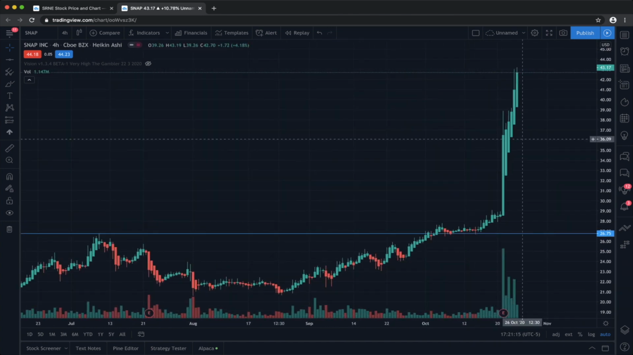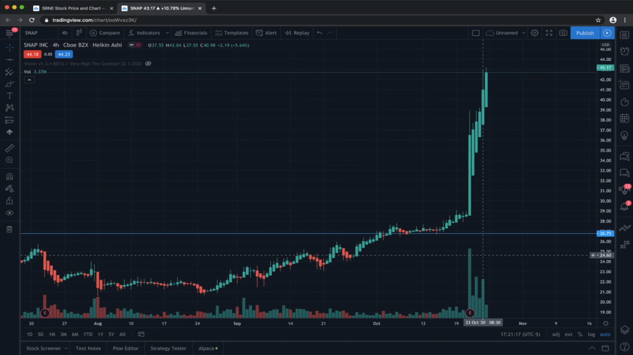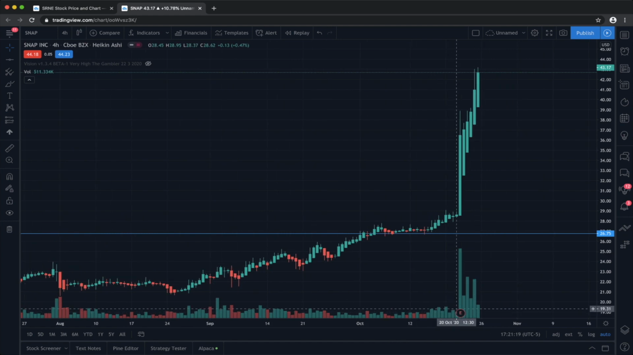So we'll just go off this backside here. You can see that these start to pop up. Obviously that volume bar is just completely engulfing everything else. So that's a very good sign to get into something, if you want to maybe put a call on it, or you just want to go long and buy some shares.